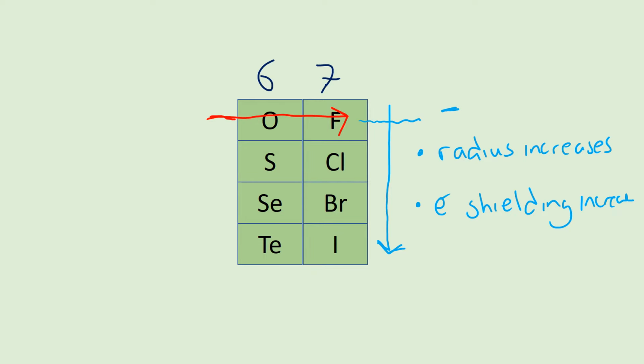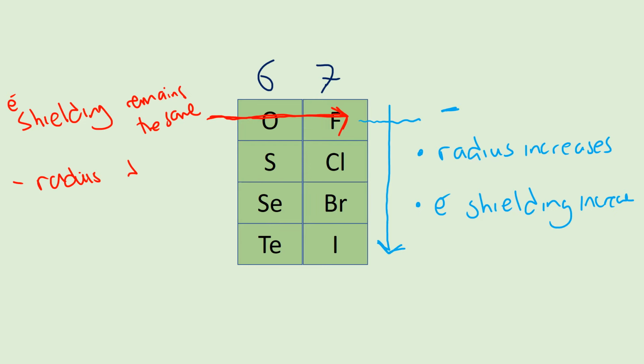Now let's look for the trend across a period. As we go across a period, the electron shielding remains the same or almost the same. The radius decreases and the nuclear charge increases. So as we go across a period, the first electron affinity becomes more exothermic.